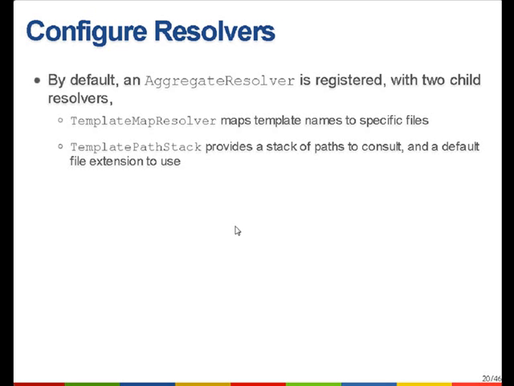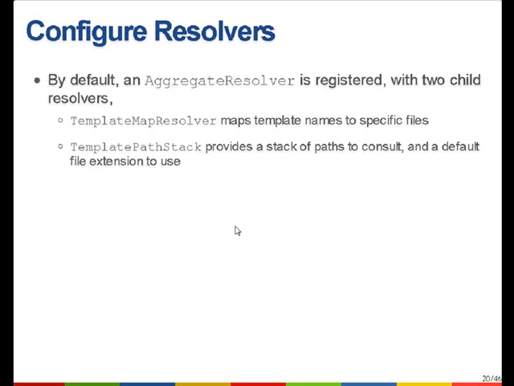And an aggregate resolver basically says I'm going to take a LIFO queue of different resolvers, and I'm going to pass the template name to each of these in turn until one of them returns a resource. So we register it with two different resolvers, the template map resolver and the template path stack resolver. The template map resolver basically takes a hash map of the template name to a specific file. So this is going to be the fastest lookup possible, which is fantastic.